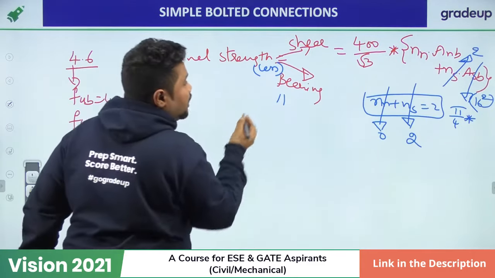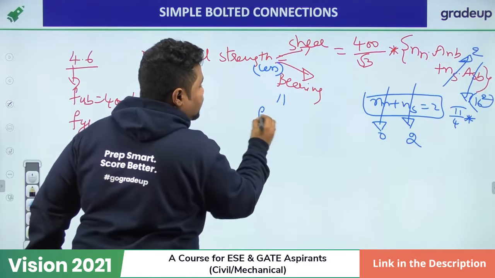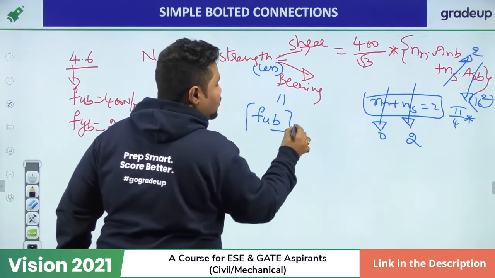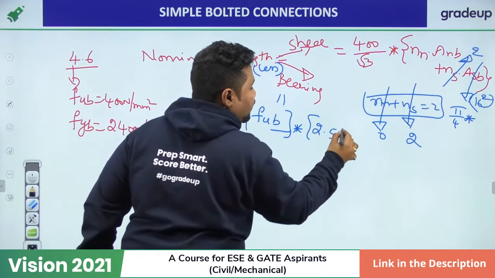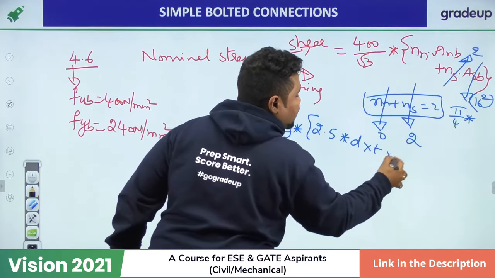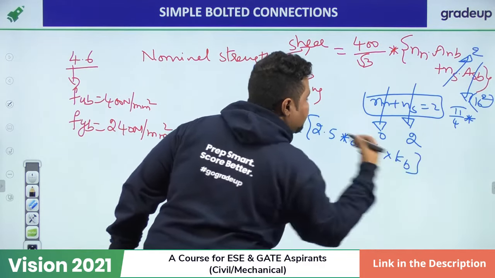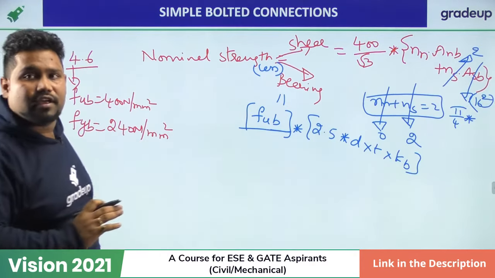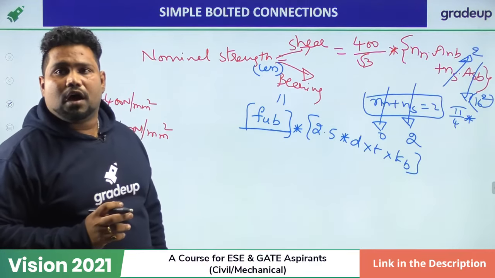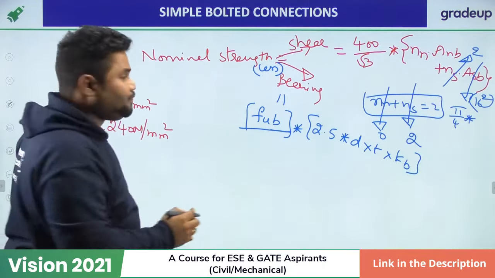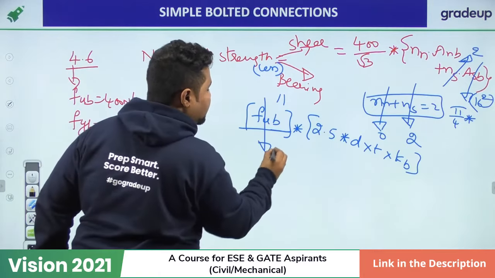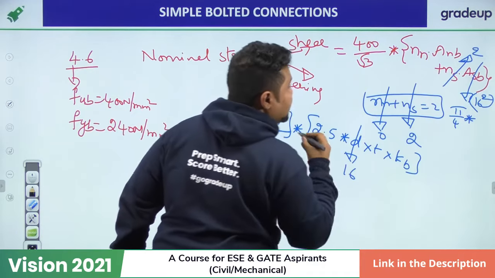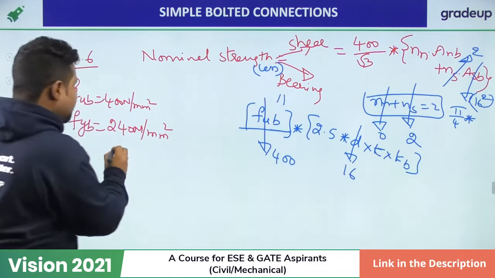From your previous class, coming to bearing, you can mention ultimate strength of the bolt, just that is required. Ultimate strength of the bolt into 2.5 into D into T into KB. Right, this you had taken. And for nominal strength, there is no factor of safety required. Ultimate strength of the bolt, here it is 400, and D is the diameter of the bolt, which is 16 here. And coming to T, let me say about T.